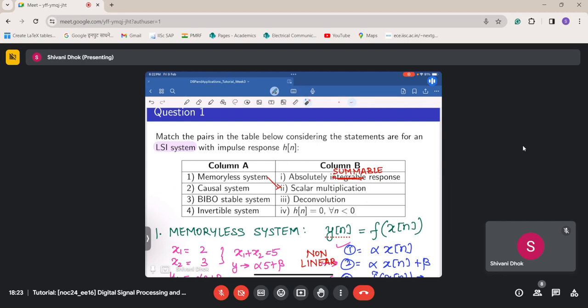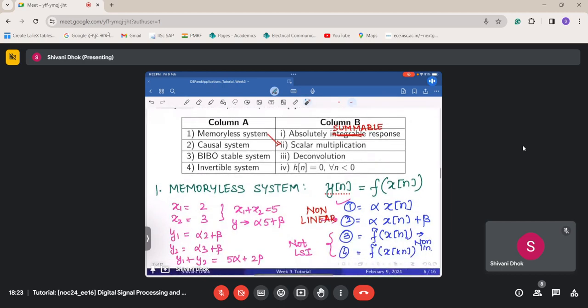Is memoryless thing clear? Okay. So after memoryless, the second thing that we need to match is causal system. So as I mentioned, there shouldn't be a future dependency. And for such kind of systems, when we are just looking at LSI, then the impulse response should be zero for all the negative values of n.